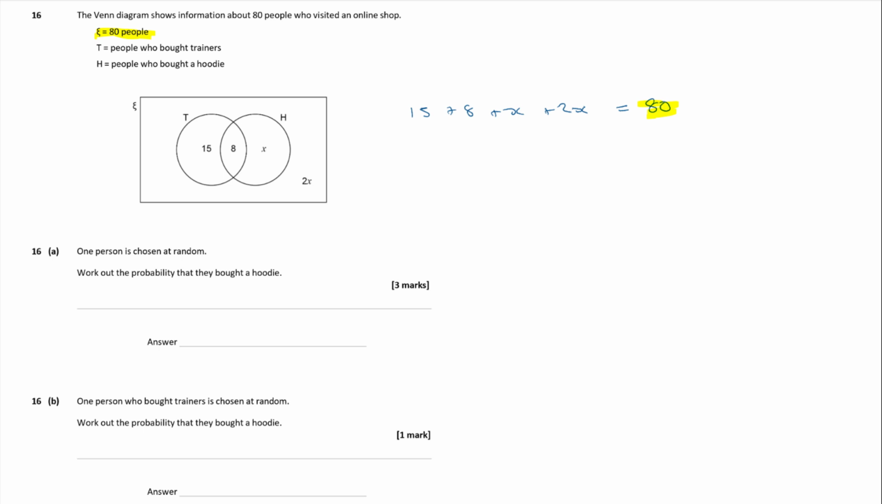Okay, so I've got 2 types of thing here. I've got numbers in x and I've got numbers that are numbers. Okay, so add the numbers together, 15 and 8, that makes 23.